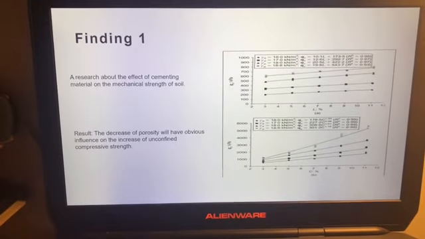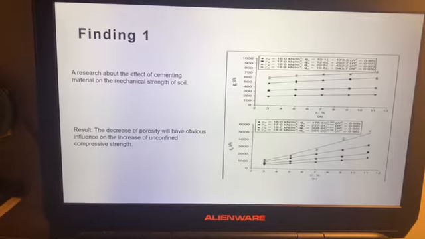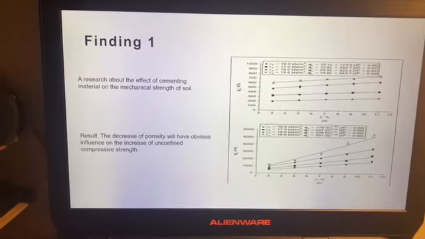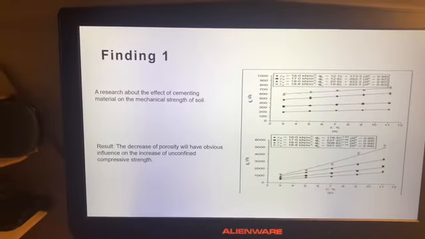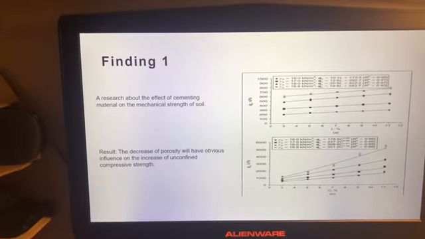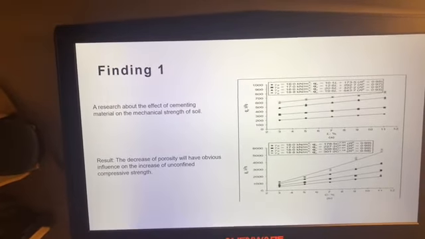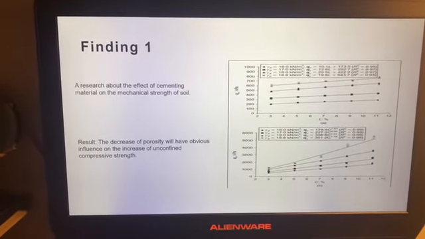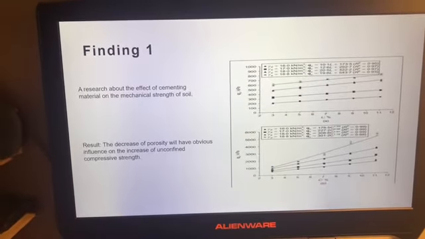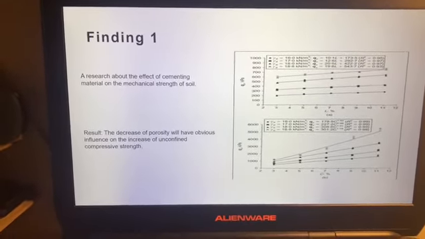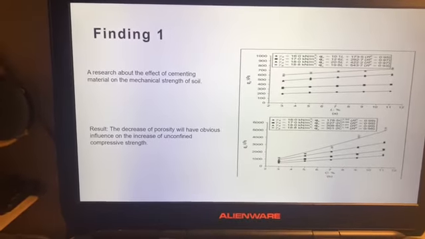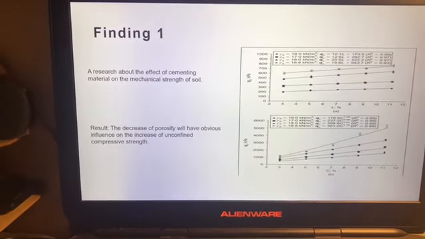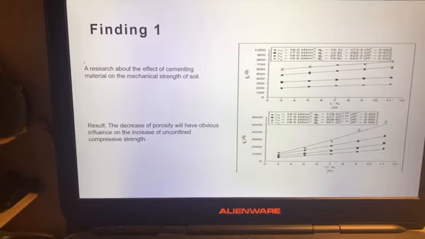Finding one is about the effect of cementing material on the mechanical strength of soil. As a result, the decrease of porosity will have an obvious influence on the increase of unconfined compressive strength. However, as the porosity decreases, the strength of the soil cement mixture increases exponentially, while that of the lime mixture increases linearly. The first figure shows the results.